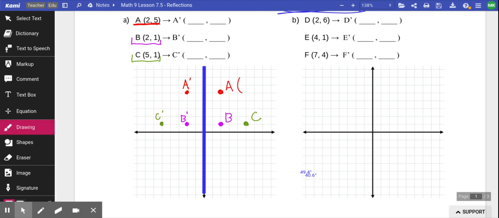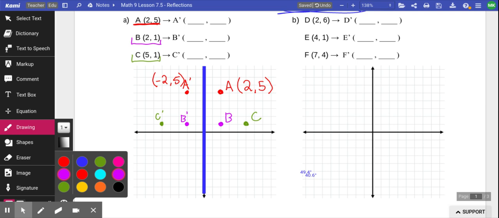A used to be at 2, 5. When we reflected it to the other side, it is now at -2, 5, right? It's now 2 to the left and then 5 up. If I look at B, it used to be at 2, 1. Now it's at -2, 1. If I look at C, it used to be at 5, 1. Now it's at -5, 1.